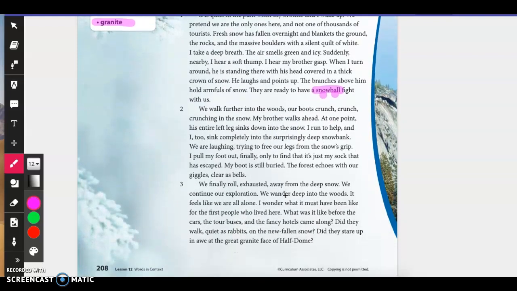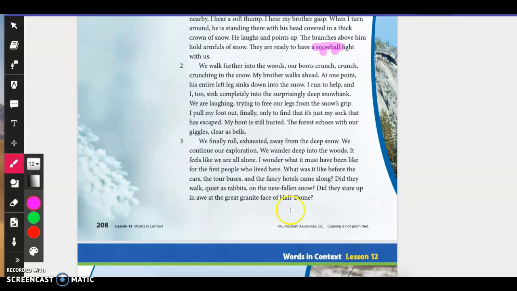And let's take a look at paragraph 3. Let's find another compound word. I want you to take a moment to look for the compound word by yourself. See if you can circle the compound word. Now, some of you might say, new fallen. Yes, that is two words, but it is not one word because it is hyphenated. So new fallen is not a good example of a compound word. It is not a compound word.